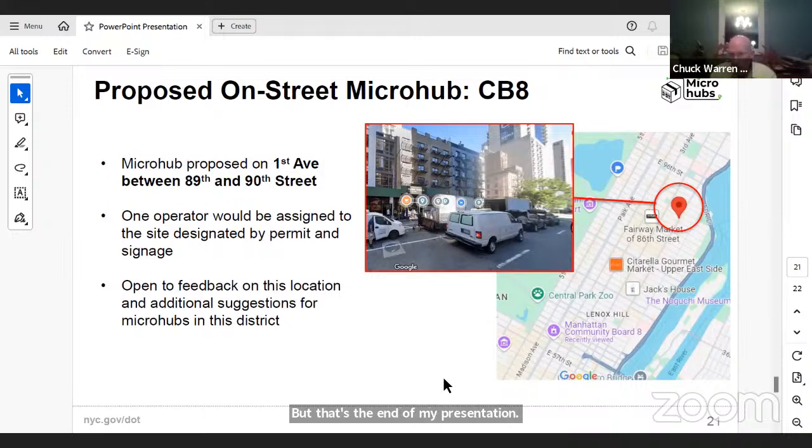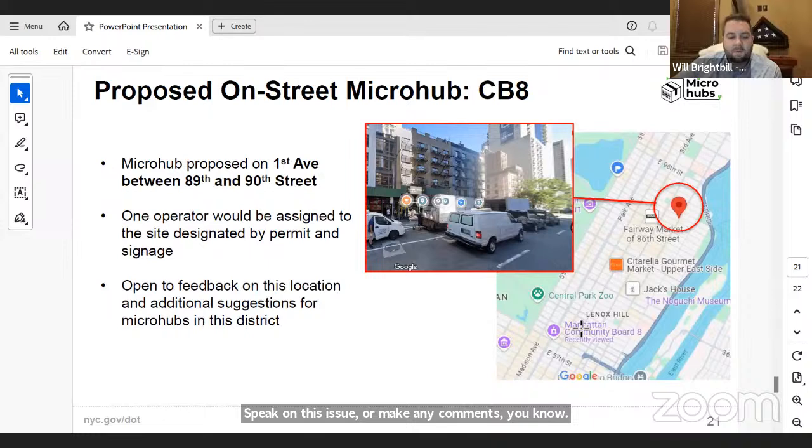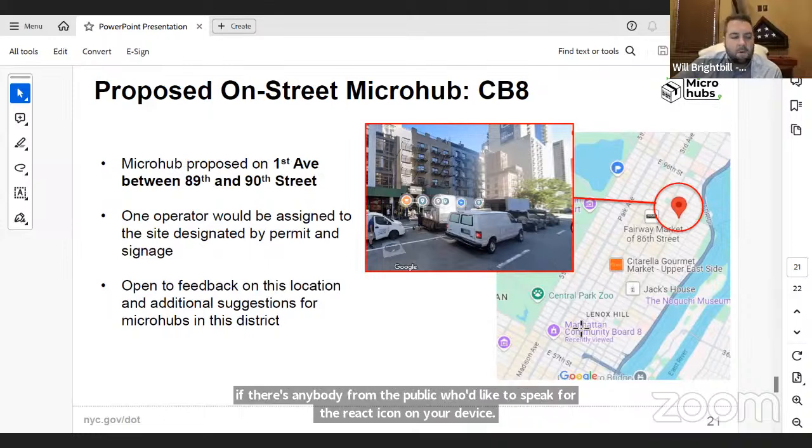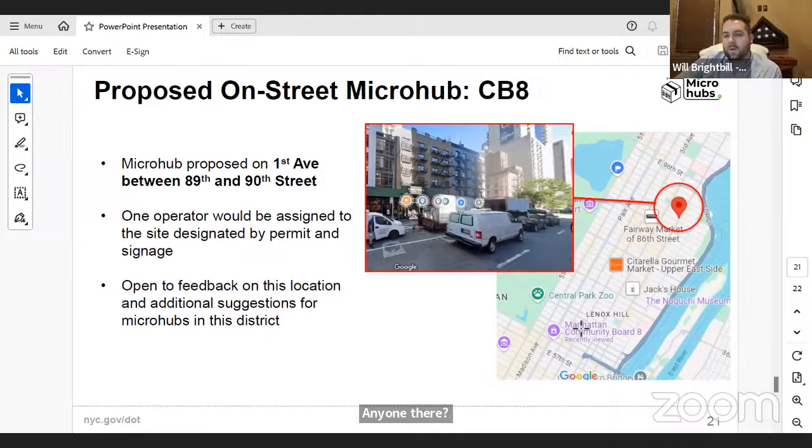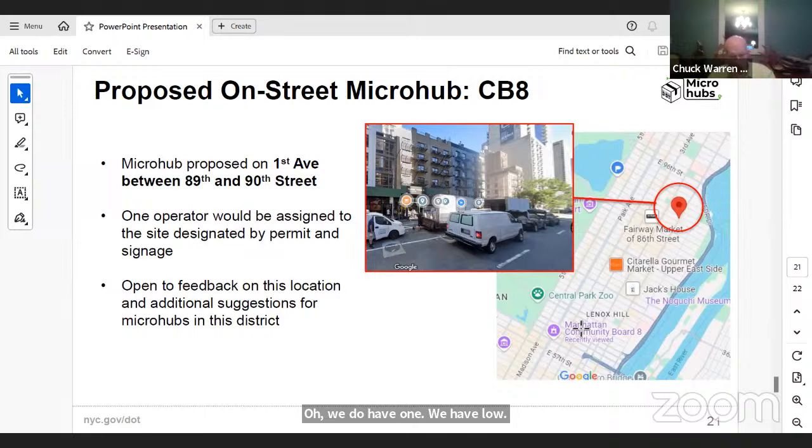I think first let's go to the public to see if there are any members of the public that want to speak on this issue or make any comments here. Yeah, if there's anybody from the public who'd like to speak, look for the react icon on your device and find the raise hand feature there. Do you see anyone there? No, we just have board members. Oh, we do have one. We have Lo Vandervalk. Okay, let's unmute Lo Vandervalk.